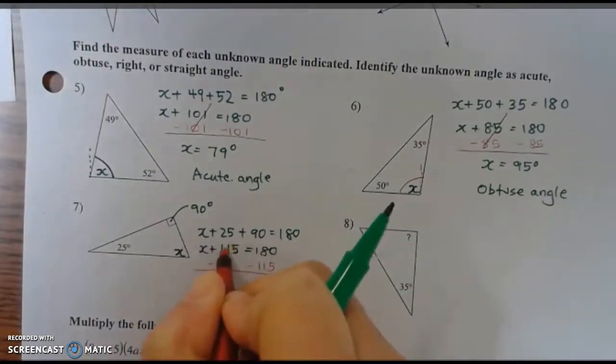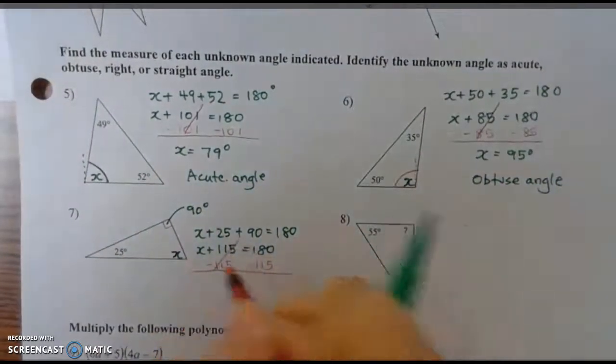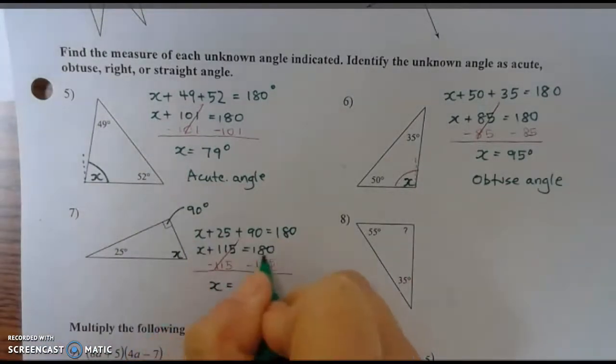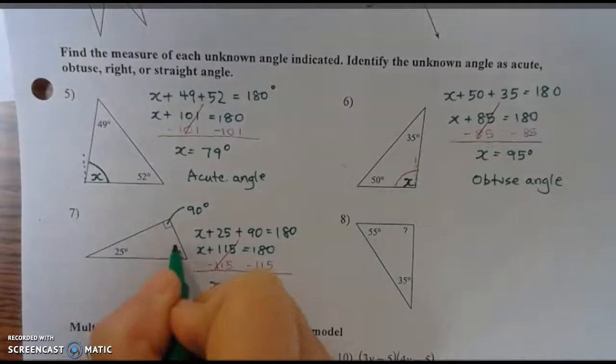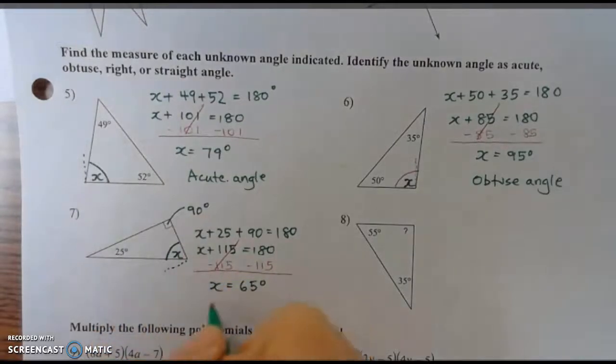and 115 minus 115 becomes 0. So you're just left with x on the left hand side of the equal sign. 180 minus 115 is going to be 65 degrees. So this tells me x is 65 degrees, and it looks like 90 degrees will be here, and it's certainly less, and we call this an acute angle.